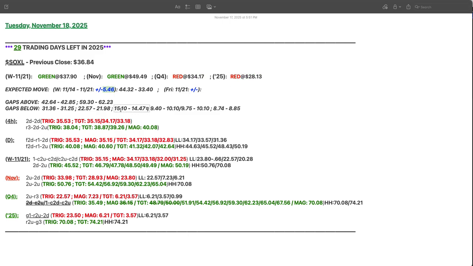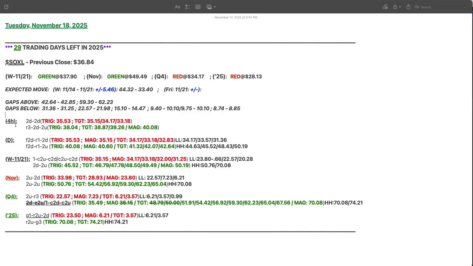Again, the market maker's expected move for the week was plus or minus $5.46, giving us a range of 44.32 to 33.40. And we know where our gaps above and gaps below are, right? We talked about the repeatable strategy from a scalping perspective, looking for higher lows at or above opening print to get into calls, and looking for lower highs at or below opening print to get into puts, all right?